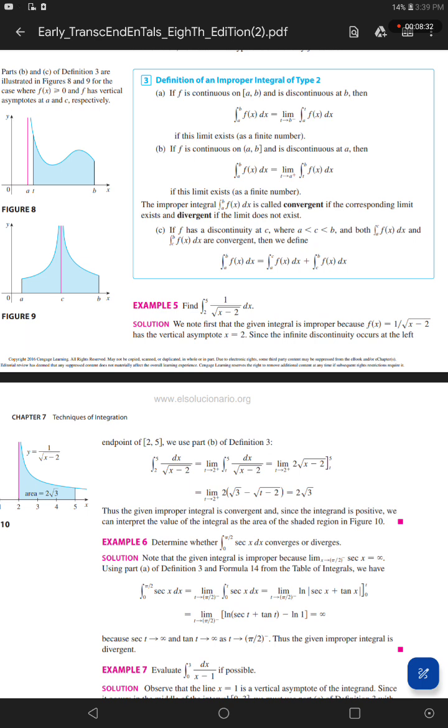Part C: if f has a discontinuity at c, where a is less than c and c is less than b, and both the integral from a to c of f of x dx and the integral from c to b of f of x dx are convergent, then we define the integral from a to b of f of x dx equals the integral from a to c of f of x dx plus the integral from c to b of f of x dx.